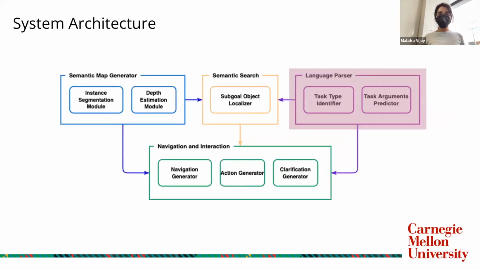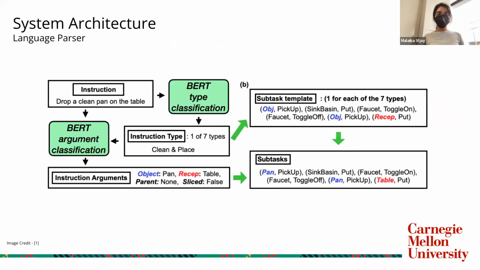Let's dive a little deeper into our system architecture. The first component is the language parser, which is responsible for identifying the type of the task, as well as the objects that the agent must interact with to complete the task. Specifically, it is composed of two BERT models. The first BERT model is responsible for identifying the task type, and the second BERT model is responsible for identifying the arguments of the task, or the objects to be interacted with to complete the task.